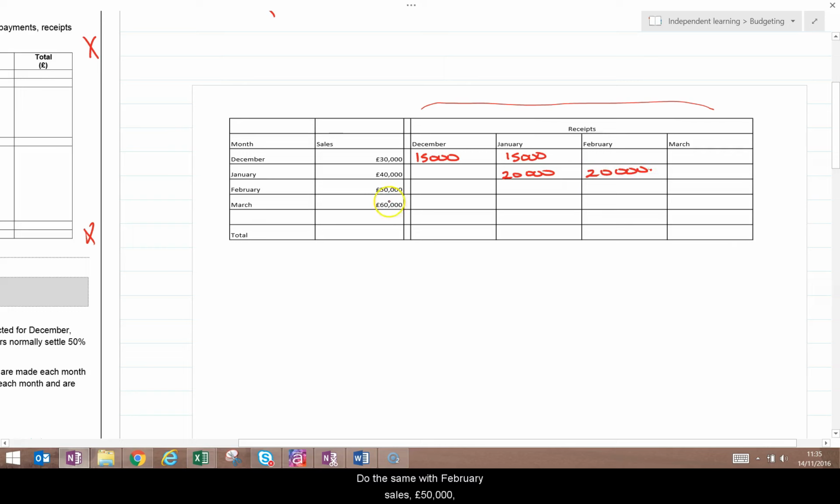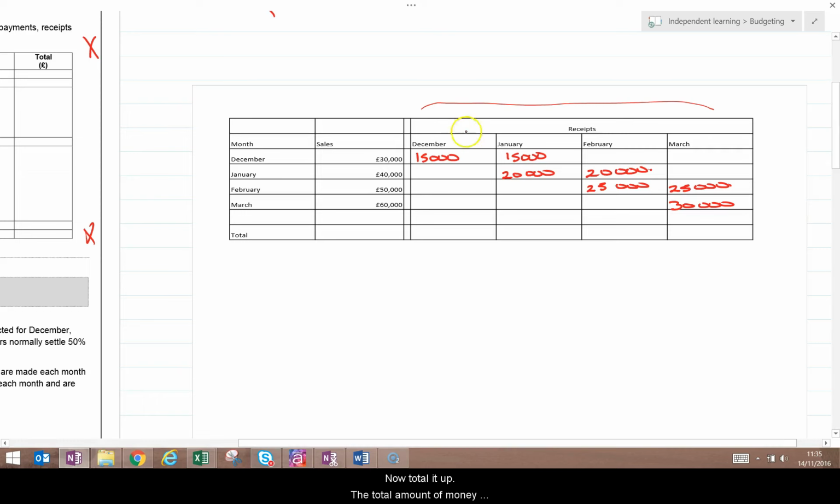Do the same with February sales. £50,000. So 25,000 coming in February. And 25,000 coming in March. Then finally our March sales of £60,000, half of that, so 30,000 will come in March, the other 30,000 in April. Now we don't need to worry about that because we're only looking at the cash budget up till March.